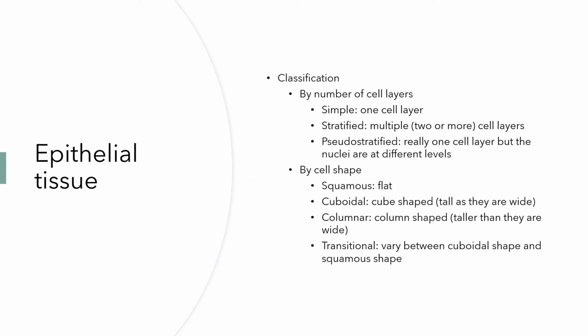We'll also talk about classification by cell shape. Squamous cells are flat cells. Just think that squamous sounds a lot like squished, which means flattened. Cuboidal cells are cube-shaped, as tall as they are wide. Columnar cells are column-shaped, taller than they are wide. And transitional cells vary between cuboidal shape and squamous shape. This kind of epithelium is typically only found in the urinary tract, but we'll get more into that later.